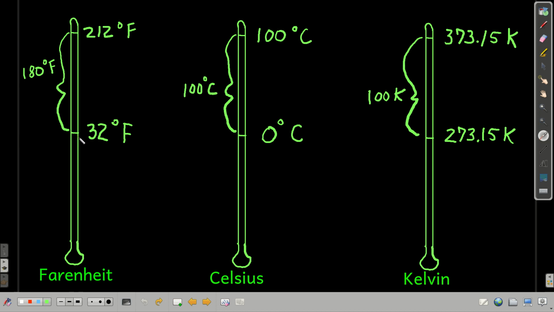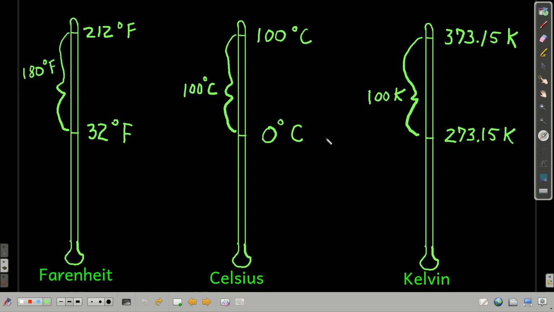The freezing point of water, which is 32 degrees Fahrenheit, 0 degrees Celsius, and 273.15 Kelvin. Notice that we say degrees Celsius and degrees Fahrenheit, but we just say Kelvin. There's no degrees Kelvin. That's how we do it. And the boiling point of water, 212 degrees Fahrenheit, 100 degrees Celsius, and 373.15 Kelvin.